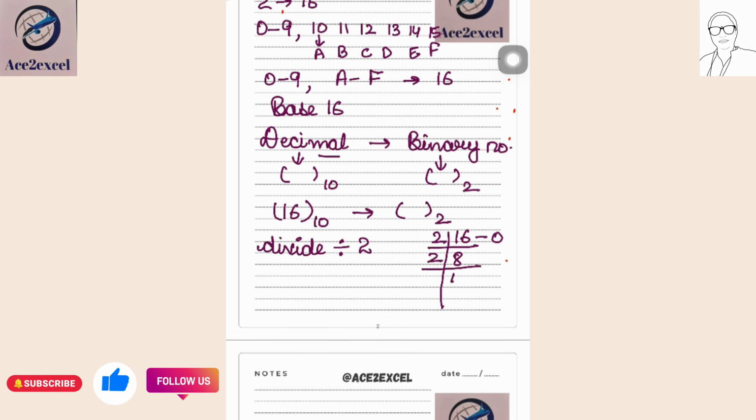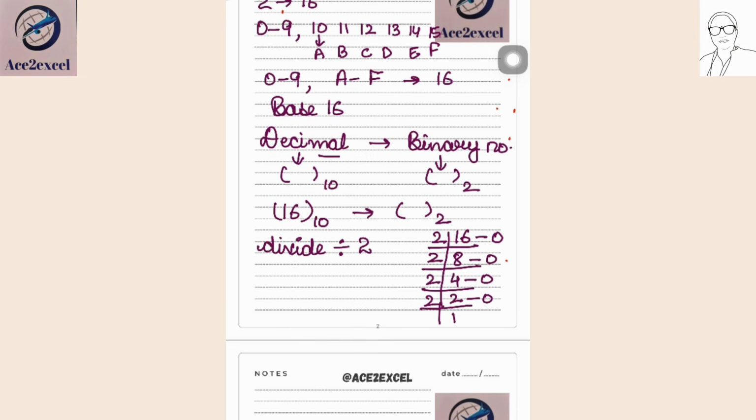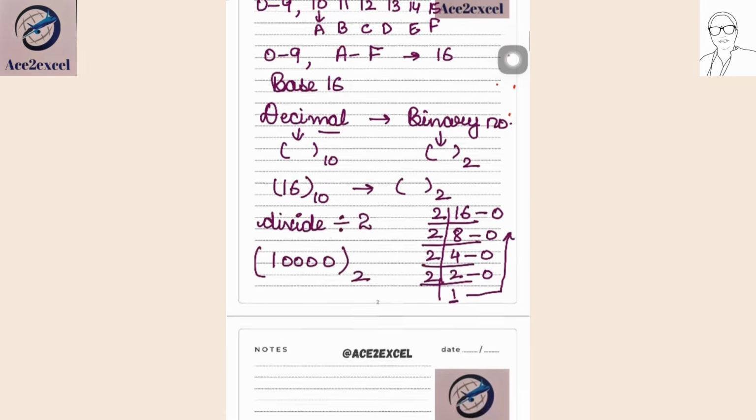Further we'll again divide. Again it can be divided. Division will continue till you get a quotient less than the divisor. So this cannot be divided further. Now the last bit is your MSB. The first bit is your LSB. So this is the binary representation of 16. Let us have one more conversion.